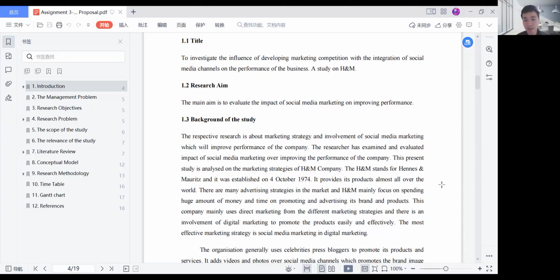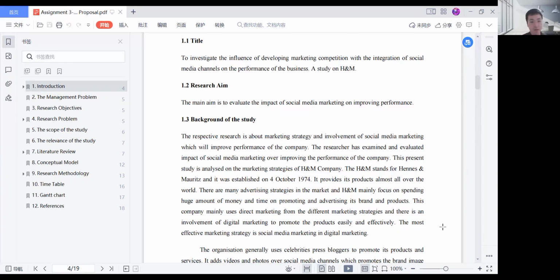H&M was established on 4 October 1974. It provides its products almost all over the world. There are many investing strategies in the market, and H&M mainly focuses on spending a huge amount of money and time on promoting and advancing its brand and product.